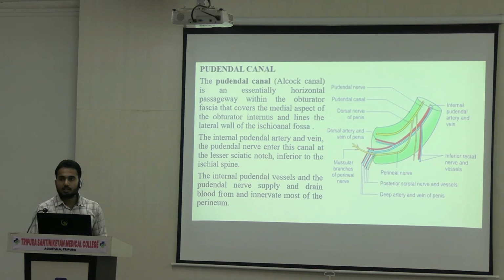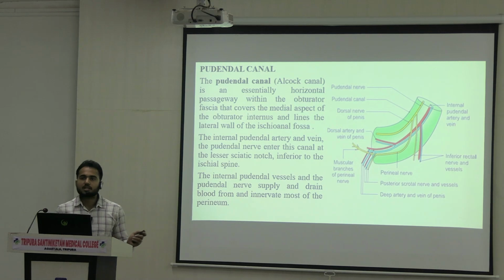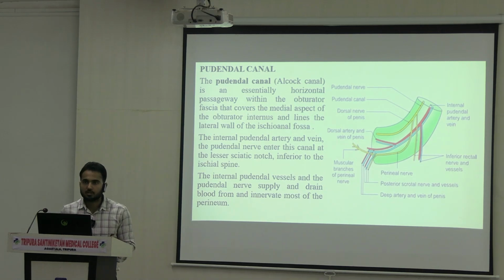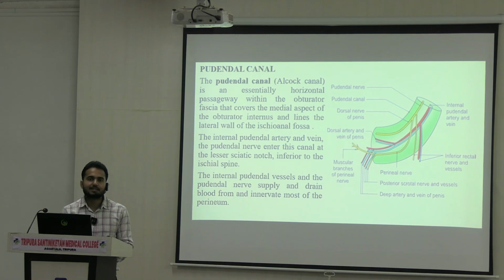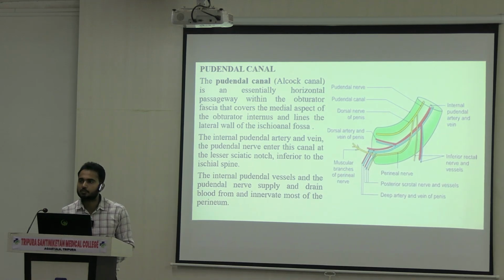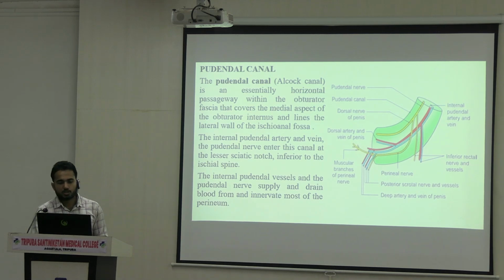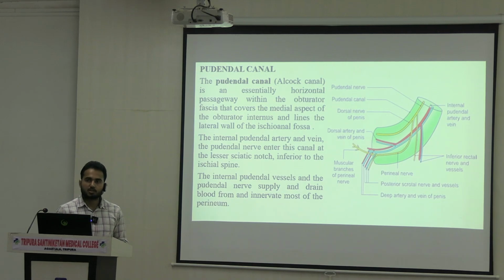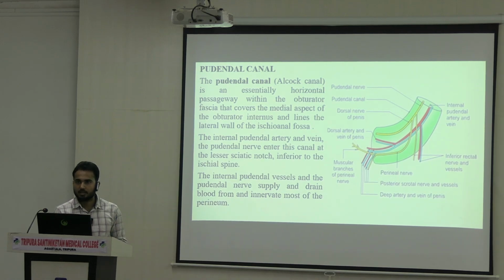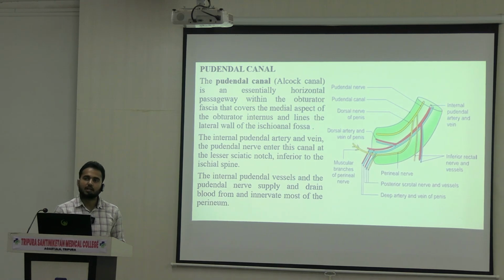Next is the pudendal canal. Just now I have shown you the location of the pudendal canal inside the ischioanal fossa on the lateral wall. So what exactly is this pudendal canal, and why are we focusing on it? The pudendal canal is also called Alcock canal. It is an essential horizontal passageway through which various nerves and blood vessels pass, and it is mainly formed by the obturator internus fascia.